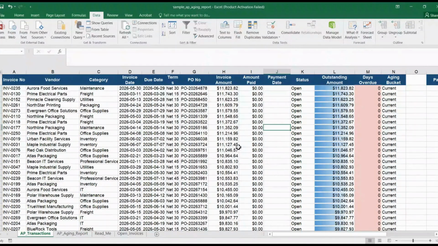The most important fields for AP reviews are the due date, outstanding balance, your outstanding amount, days overdue, and the aging category.